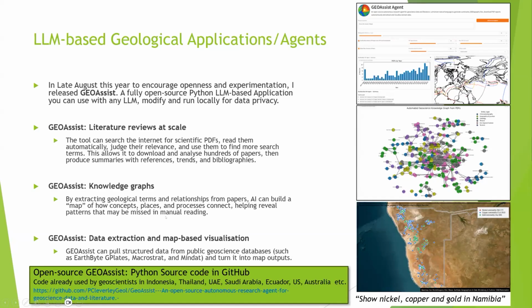There is also map-based visualization. At the bottom, we've got a query here: show nickel, copper, and gold in Namibia. This queries the Hudson Institute for Mineralogy's Mindat database. So it pulls in not just native copper, for example, but also minerals that contain copper like chalcopyrite, bornite, azurite, etc. Again, something to use. You can run it completely locally on your own machine for privacy.